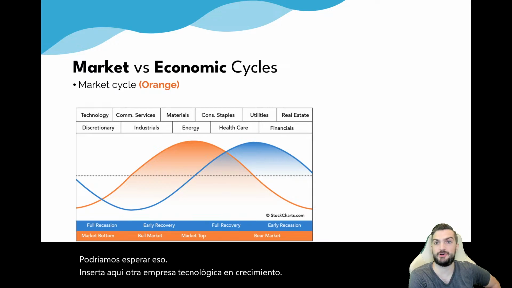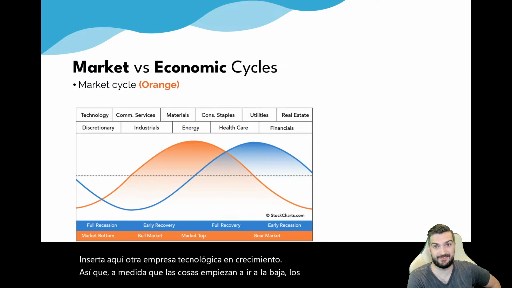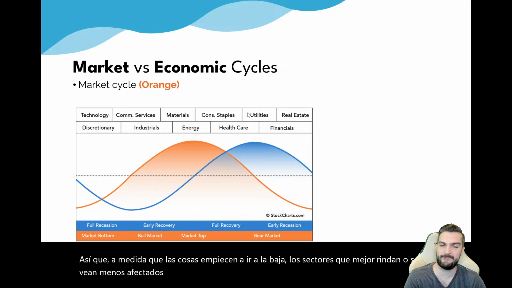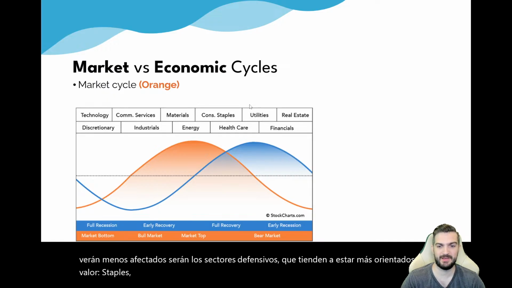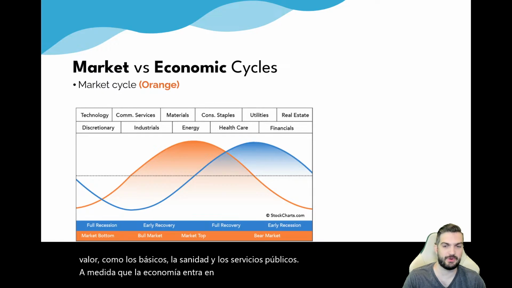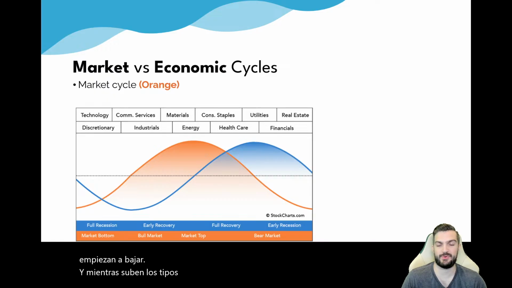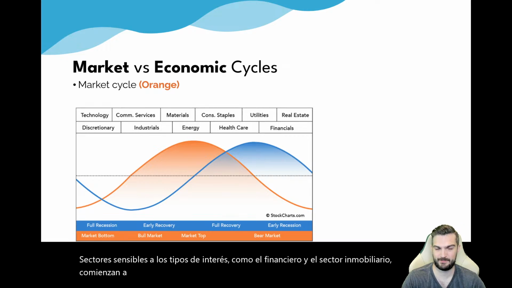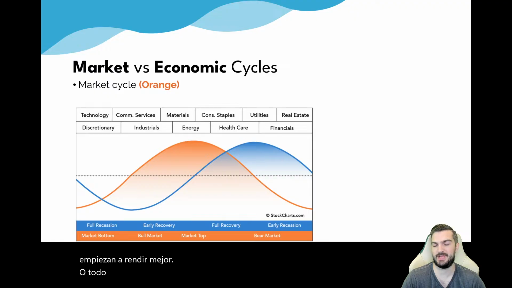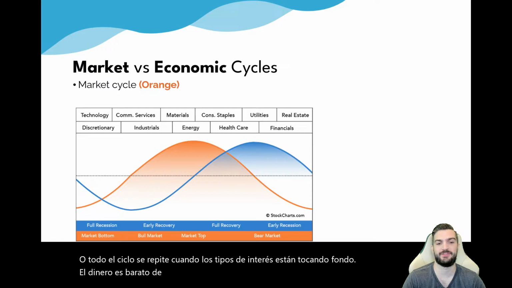So as things start to turn downward, the sectors that will perform the best or be the least impacted will be defensive sectors that tend to be more value-oriented: staples, healthcare, and utilities. As the economy is entering a recession, we start to see interest rates begin to go down. And as the interest rates are going down, interest rate sensitive sectors such as financials and real estate begin to perform the best. Then the whole cycle repeats when interest rates are hitting their bottom, money's cheap to borrow, and expansion starts once again.